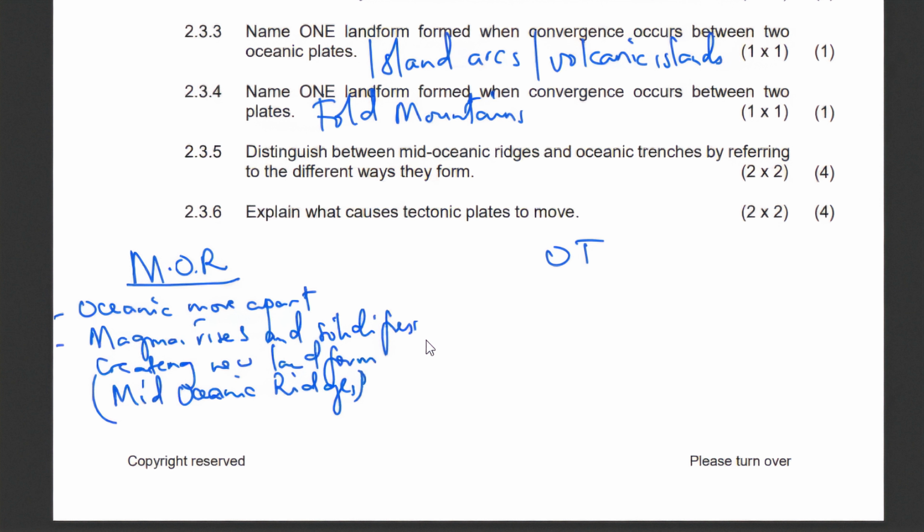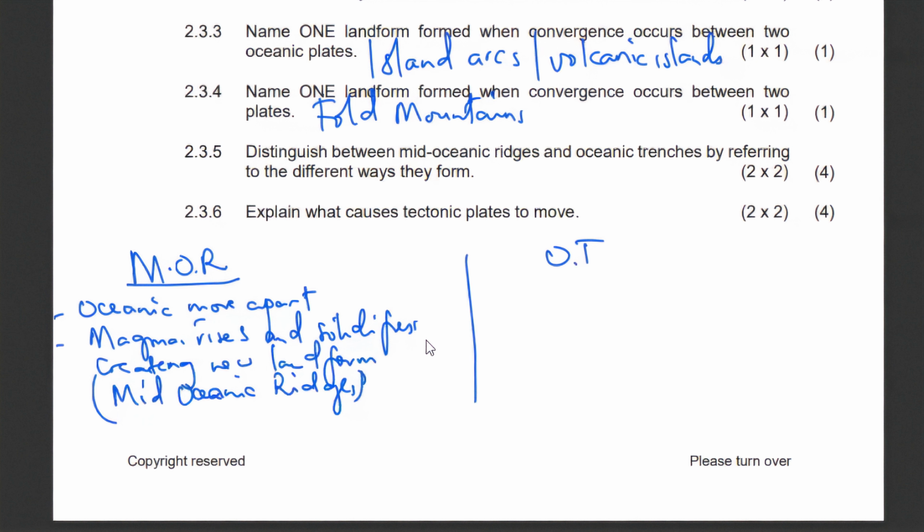And those ranges of mountains are deemed to be growing. They are deemed to increase in height because as plates move away from each other, more magma is released and the height of the landform increases also. So the mid-oceanic ridge is formed by that particular formation of divergence of two oceanic plates apart from each other.